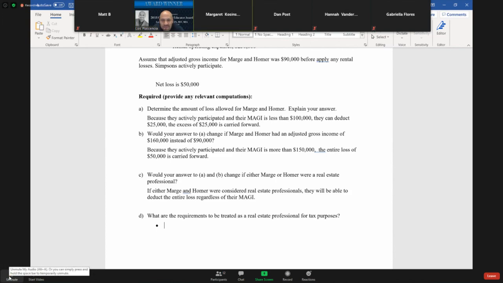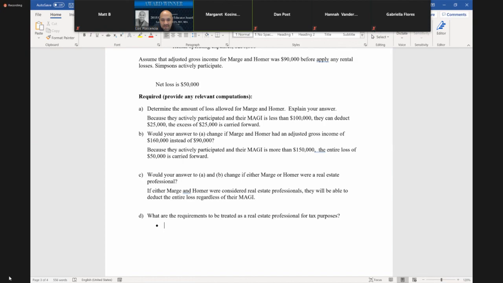Sorry, more than 50% of their overall services are performed in real estate. So yes, more than 50% of their time. Okay, good. That's another rule: more than 750 hours in real estate activities. And the other one is material participation in real estate. But if you think about it, if the first two are met, you materially participate in real estate. If you remember the material participation rules, just remember those two.